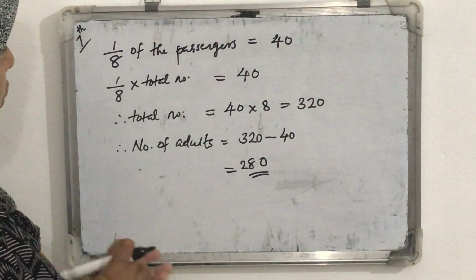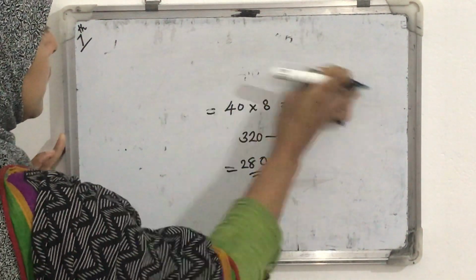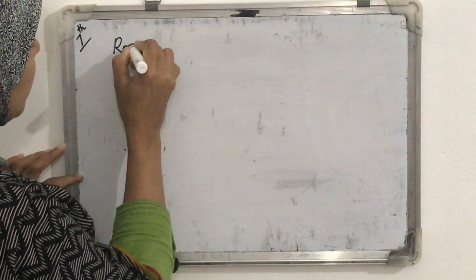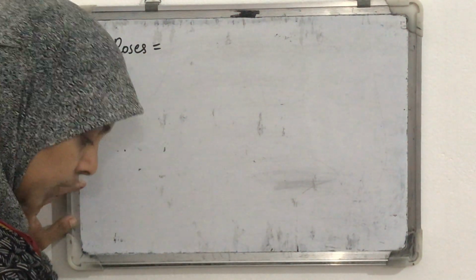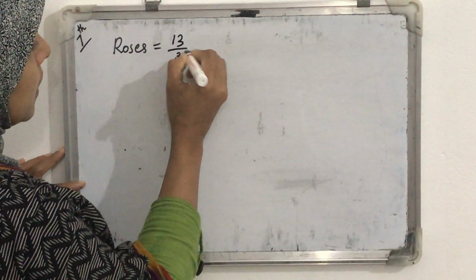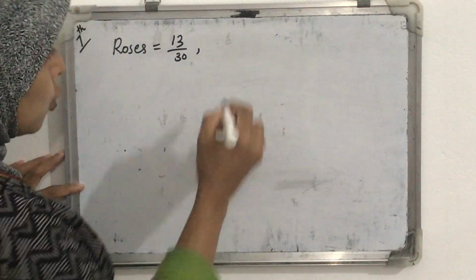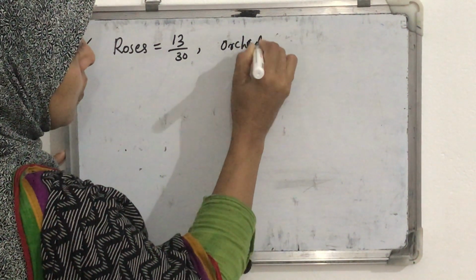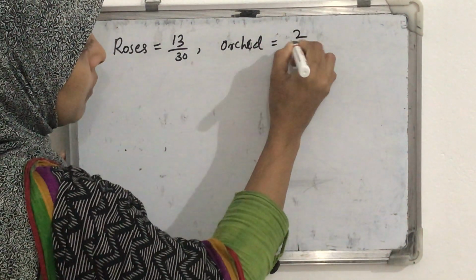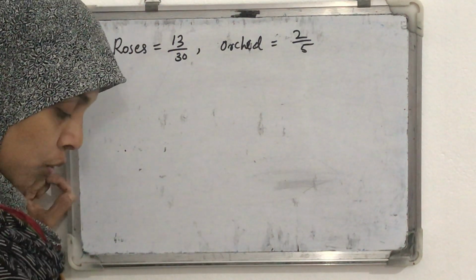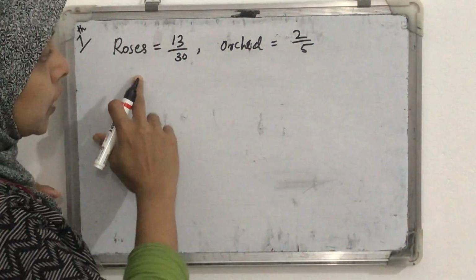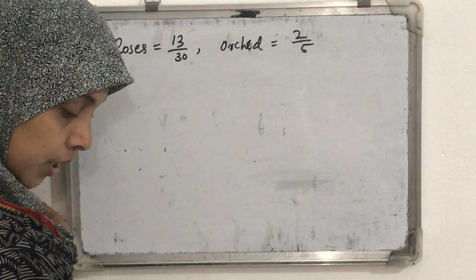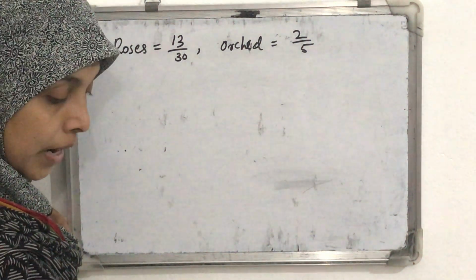And the fractions of two flowers are given. What is given? The fraction of roses is 13 by 30, and the fraction of orchids is 2 by 5 of the total flowers. And there are three different types of flowers: one is roses, one is orchids, and the third one is gladioli. The fraction of gladioli is not given; it says only that the remaining were gladioli.